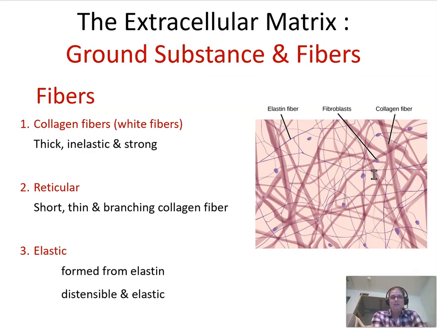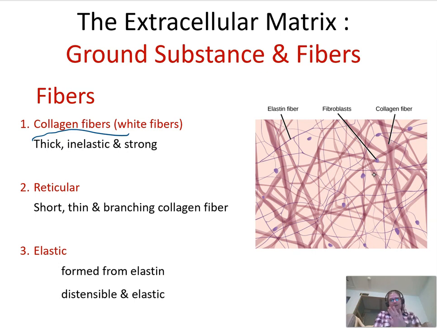Now, a lot of them are made up of collagen. Collagen is the most abundant protein in the body. It typically has a white color. There are over 20 different types of collagen. Okay, we're just going to put collagen together here. But collagen fibers are sometimes called white fibers. If you think of a tendon or a ligament, it's very thick, very strong, and inelastic.